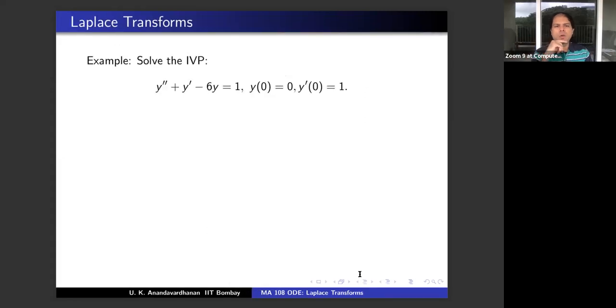What is the first step in order to solve the IVP? I'm just recalling from previous lectures.